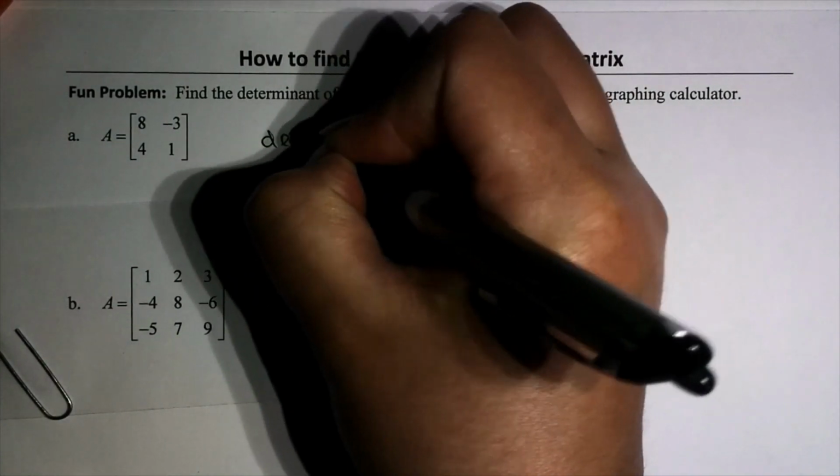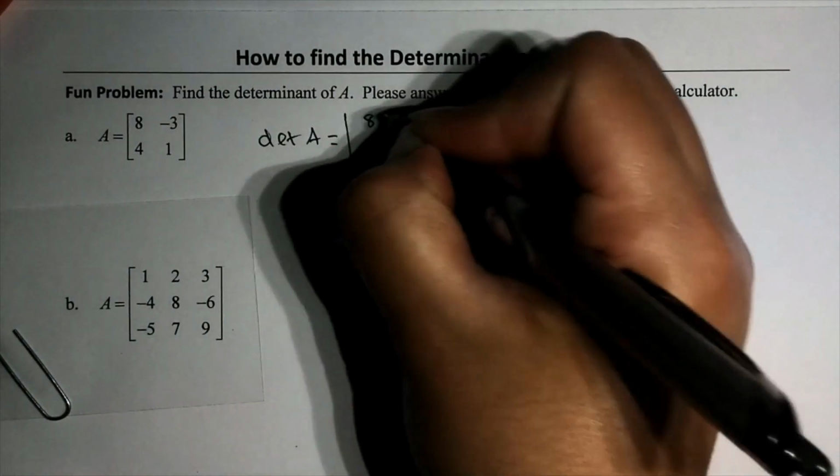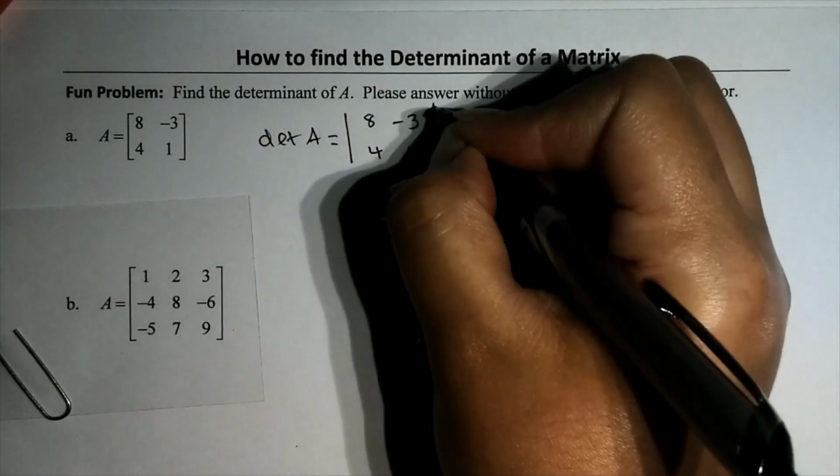Okay, so the determinant of a 2 by 2 matrix. Let me write it out. The determinant of A, let's use the notation for determinant. We have 8, -3 as the first row, followed by 4, 1 as the second row.